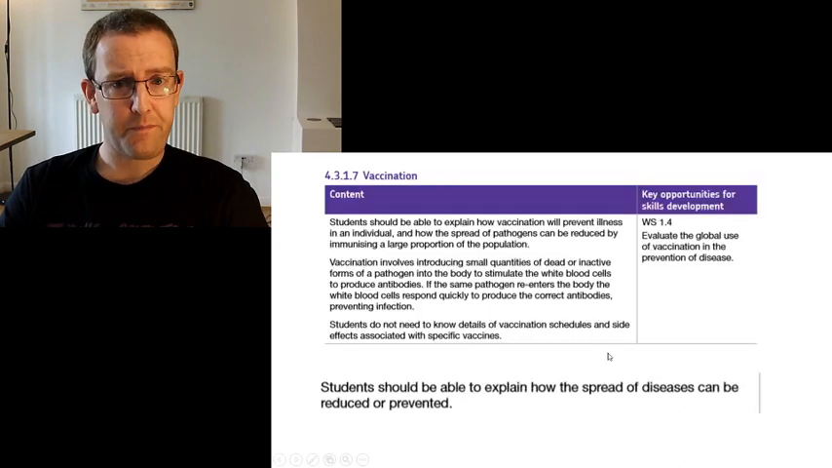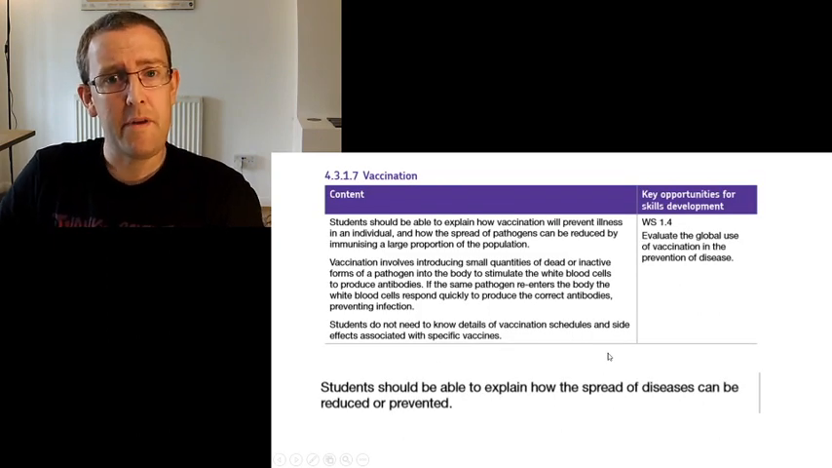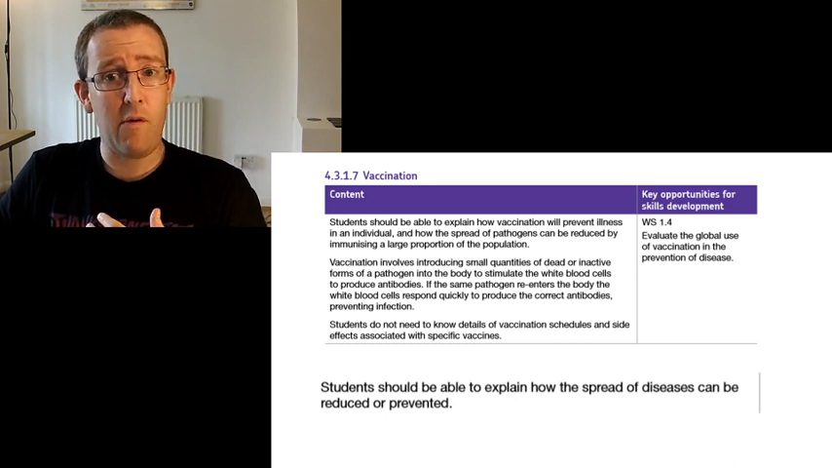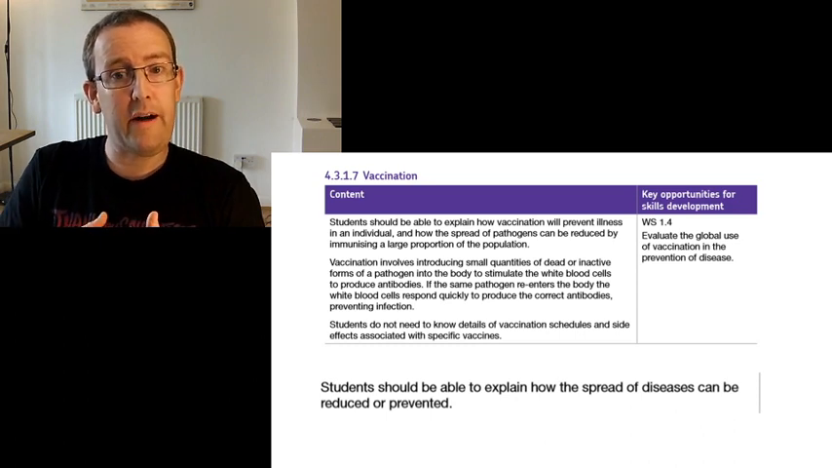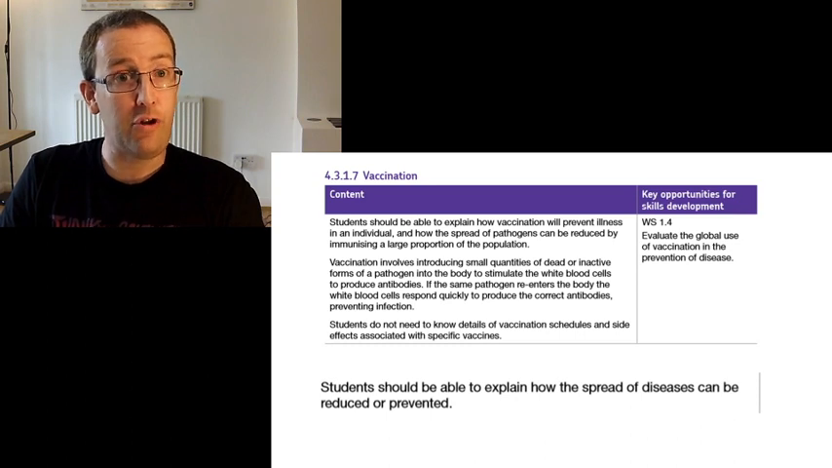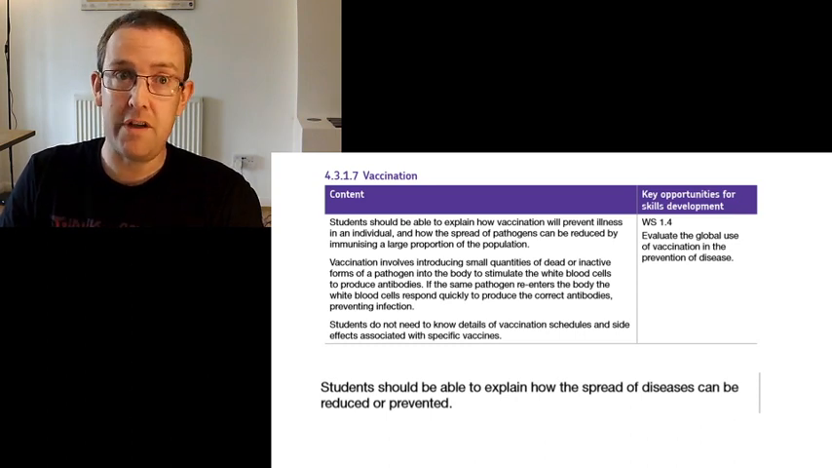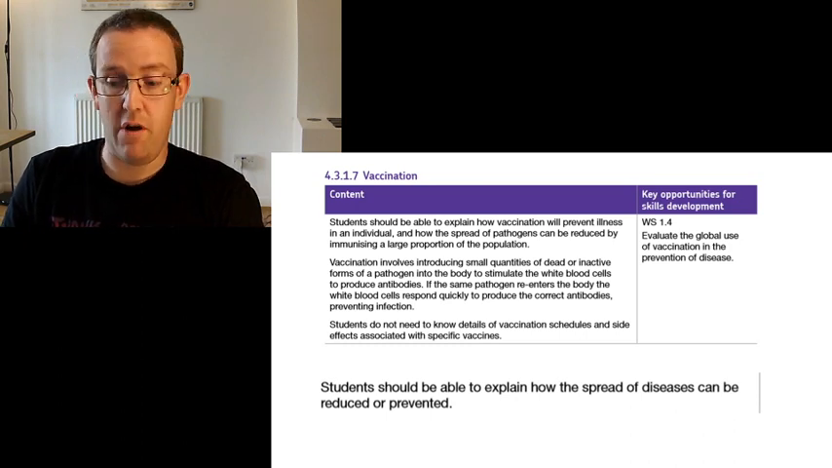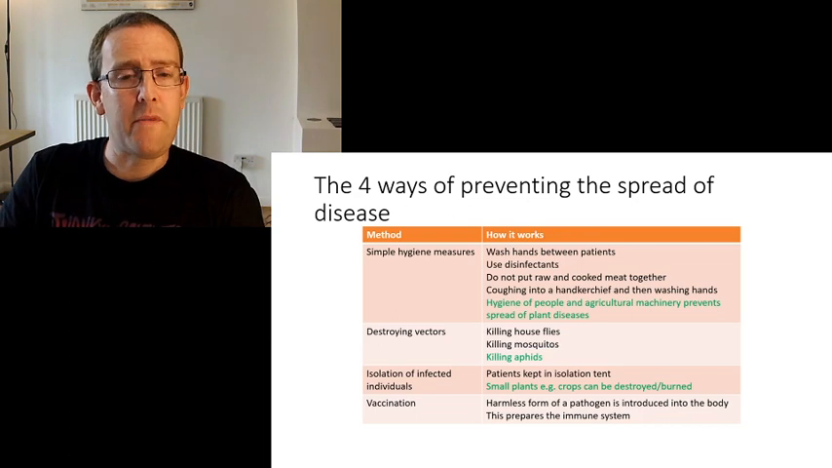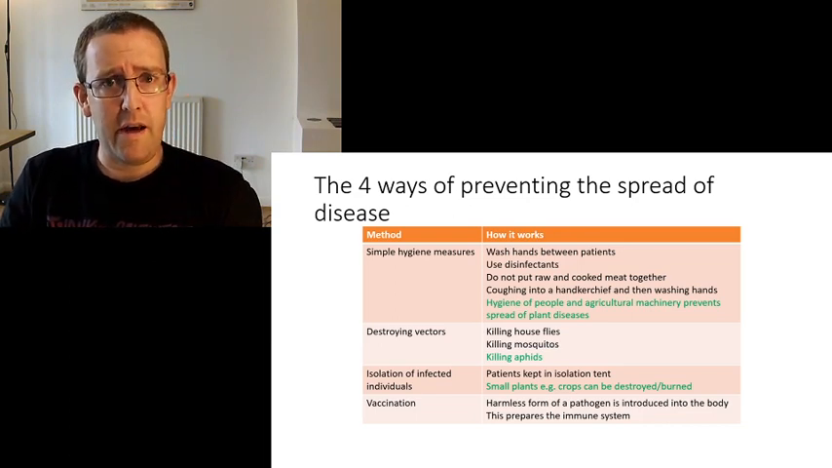So, this is the bit of syllabus we need to cover: you should be able to explain how vaccination prevents illness in an individual, how vaccination works, as well as how we control the spread of diseases and reduce spread within a population. Obviously very pertinent for now, so a very timely lesson, but as I say, a coincidence rather than deliberate. So, pretty obvious ones to start with, ways of preventing the spread of disease.